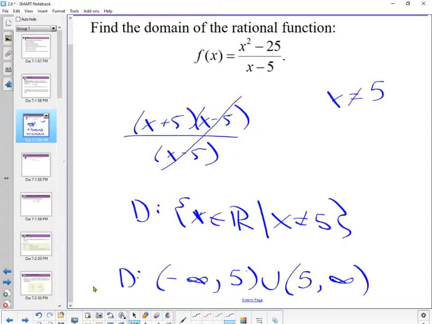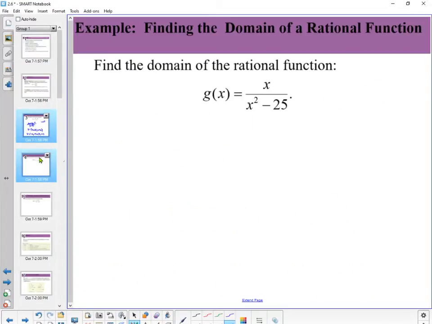Cool beans. Anybody else delete this slide? Blue, you're good? Okay. You try this one now. x over x squared minus 25. Find the domain, please.